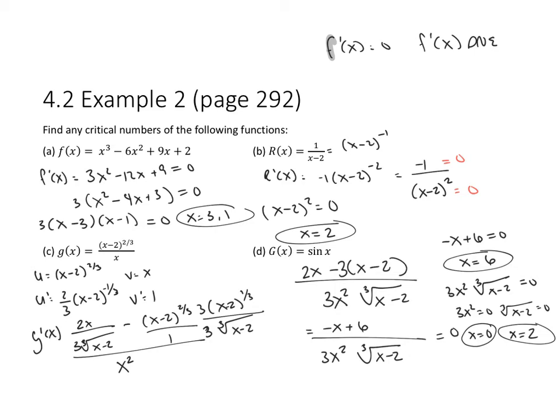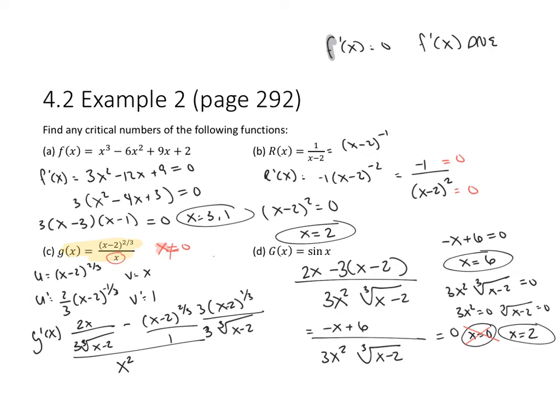Now when I look back at the original equation, g of x equals x minus 2 to the 2/3 over x, I know that my x cannot equal 0 because 0 is not in my domain. That would make my denominator equal to 0, which means I'm going to throw this critical number away. So I only get two critical numbers in the end. That's why we've been focusing on the continuity and on the domains in the previous section, 4.1, because this continues to be important, so we always need to be cognizant of it.